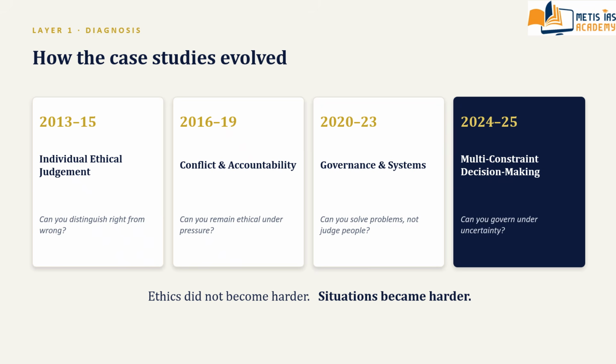Can you distinguish right from wrong, to can you govern under uncertainty? This is the change we are observing in case studies from 2013 to 2025. So this is all about layer one. This is called the diagnosis part.